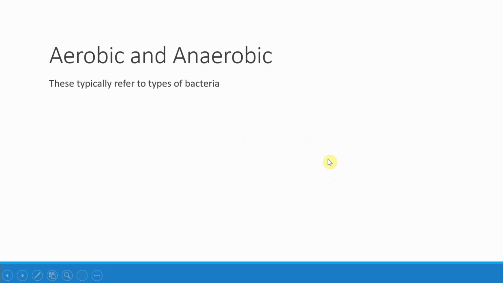Okay, last slide, the terms aerobic and anaerobic. They'll often actually define that for you, but I have seen occasionally they don't, and they actually test to see if you know. Usually that's referring to types of bacteria, but it can mean other things. The main thing is that aerobic means it requires oxygen, and anaerobic means it does not require oxygen. That's it. And that'll conclude this video.